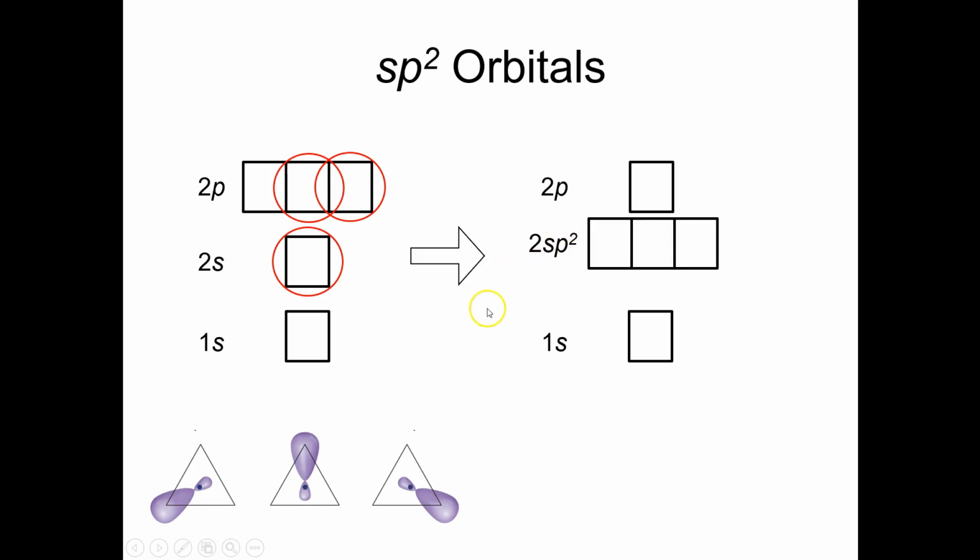So when we do that, we get 3 hybrid sp2 orbitals. They have that same sort of large lobe, small lobe look about them, and they adopt a planar orientation in which they are 120 degrees apart from each other.